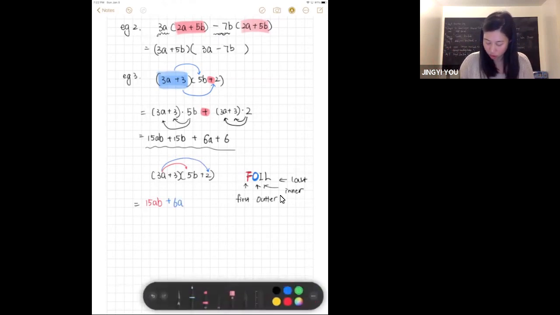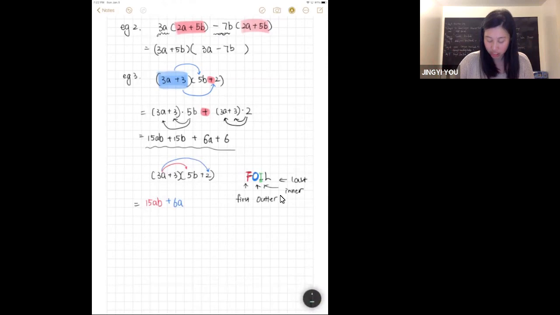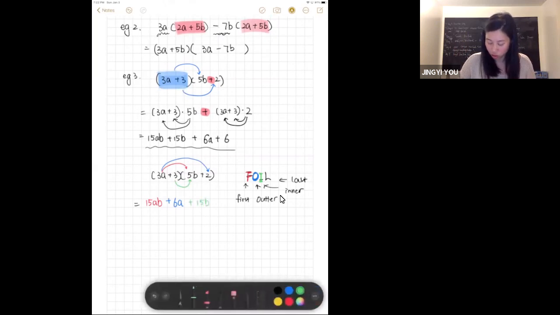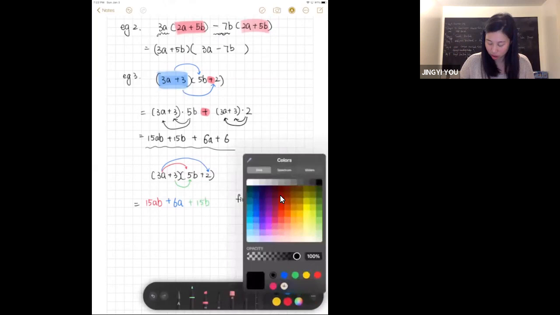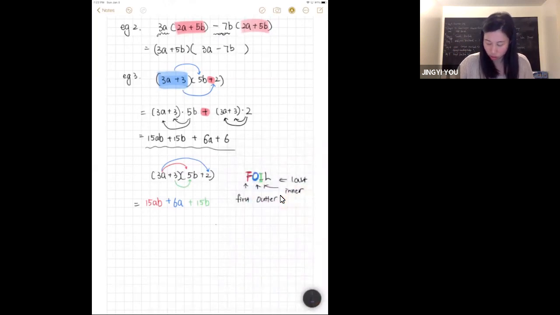The next one is I, which is inner. The inner terms would be 3 and 5b. So plus 3 times 5b, which is 15b. The last one is, oops, let me use a purple one. The last term of each parenthesis, which is 3 and 2. So 3 times 2, I have 6.